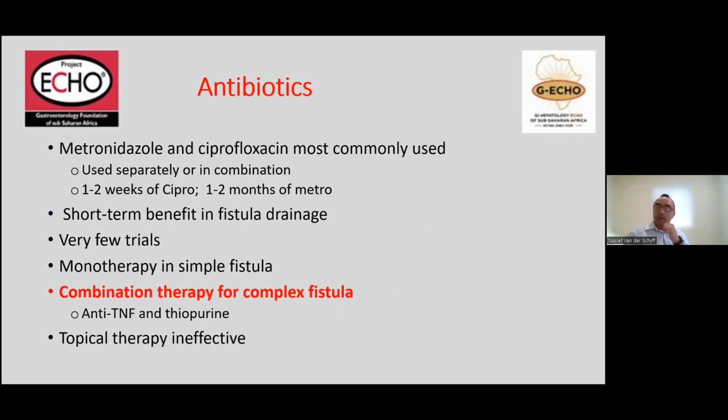Antibiotics: the standard therapy that we have is metronidazole and ciprofloxacin. That's commonly used, either separately or in combination. Pretty much you won't use cipro for more than 2 weeks, but it's been published to have metronidazole for 1 to 2 months, which is often what we do. And antibiotics are useful just pretty much for the short-term benefit of fistula drainage.